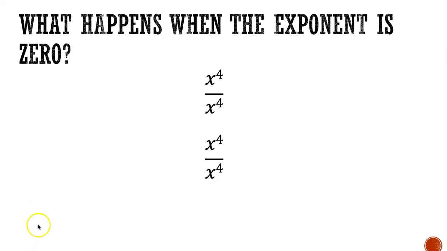So let's review what happens when the exponent is 0. Look at this example again. We can look at this problem in two different ways. I think in the last one we had x to the 5th or b to the 5th. We can think about this as x being multiplied 4 times, right?